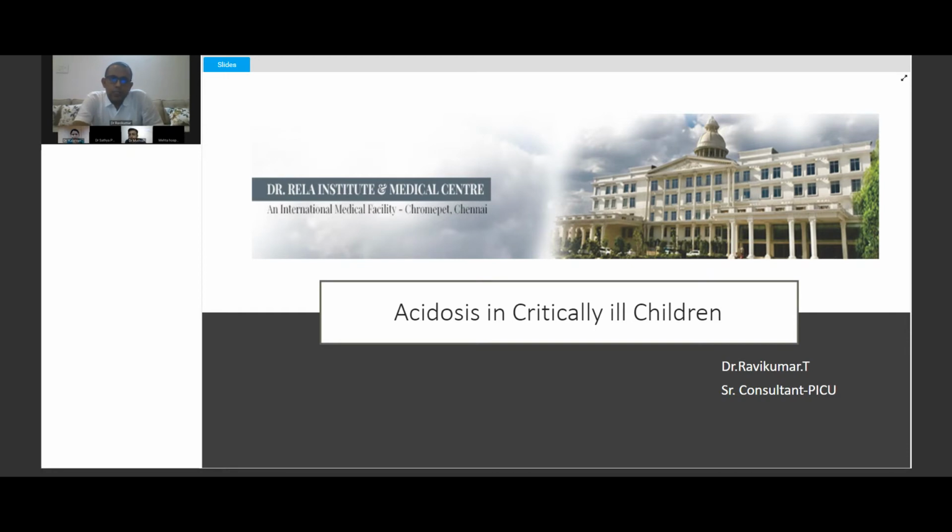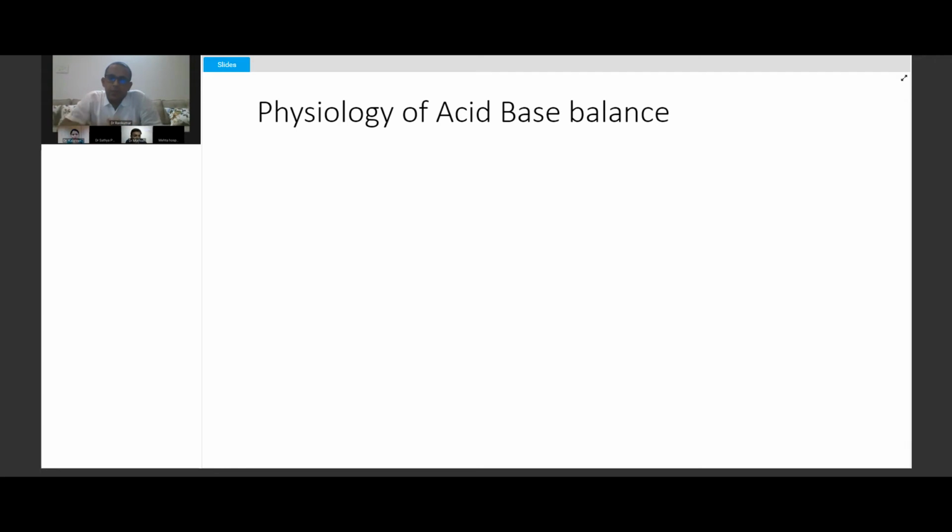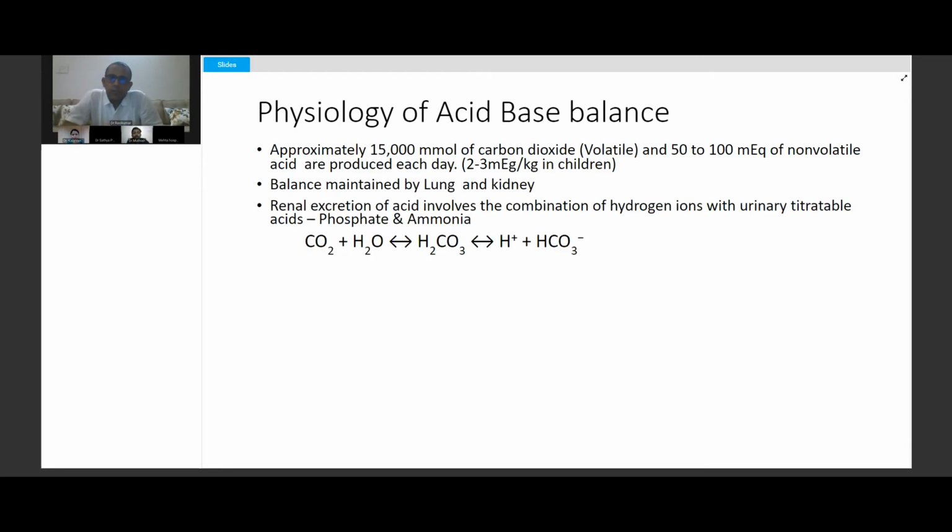To go about, we'll just try to rush through the basics of the acid-base balance. Basically, around 15,000 millimoles of carbon dioxide, which is your volatile gas being removed by your lung, are produced every day. Around 50 to 100 milliequivalents of non-volatile acids are produced each day, which is the cause of your metabolic acidosis or metabolic imbalances. The acid-base imbalances are managed by the kidney and lung. The lung is the rapid one to respond whenever there is an acid-base imbalance, and the kidney takes a longer time.